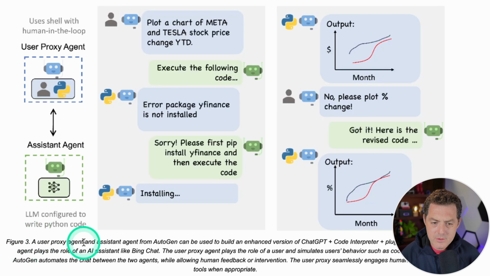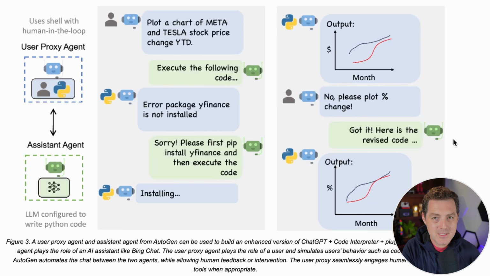So here it says a user proxy agent and assistant agent from AutoGen can be used to build an enhanced version of ChatGPT plus Code Interpreter plus plugins. The assistant agent plays the role of an AI assistant like Bing Chat or ChatGPT. The user proxy agent plays the role of the user and simulates users' behavior, such as code execution.